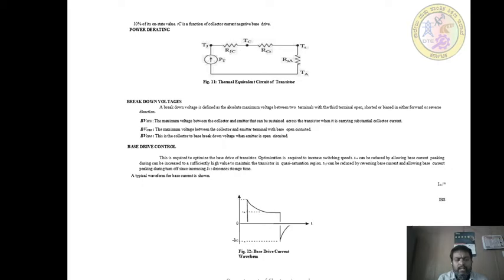Anyhow, we can have a control with respect to the base terminal, hence it is called base drive control. This is required to optimize the base drive of the transistor. Optimization is required to increase the switching speed. The turn-on time can be reduced by allowing the base current peaking to be increased to a sufficiently large value to maintain the transistor in the quasi-saturation region. The turn-off time can be reduced by reversing the base current and allowing base current peaking during turn-off, since increasing IB1 decreases storage time, which you can find clearly in the diagram.